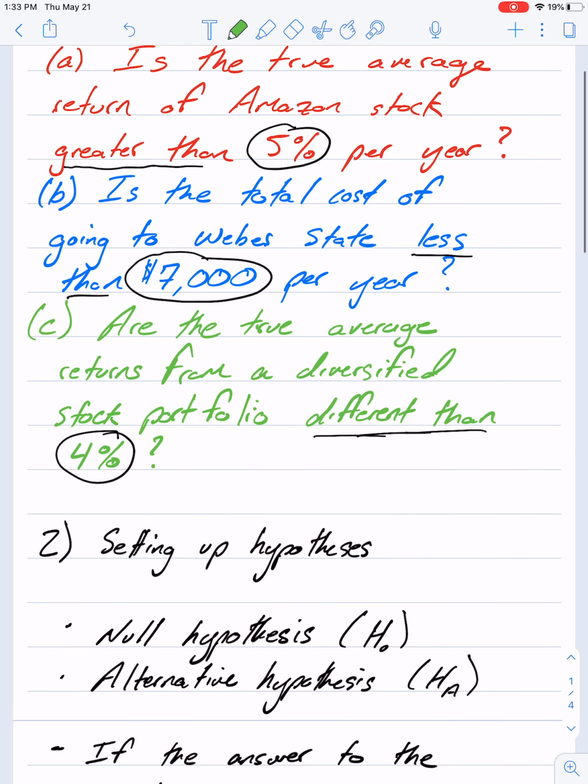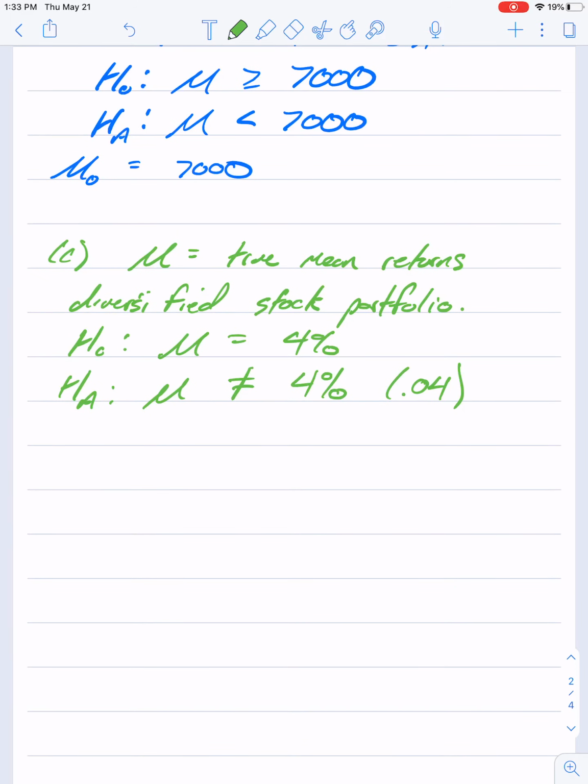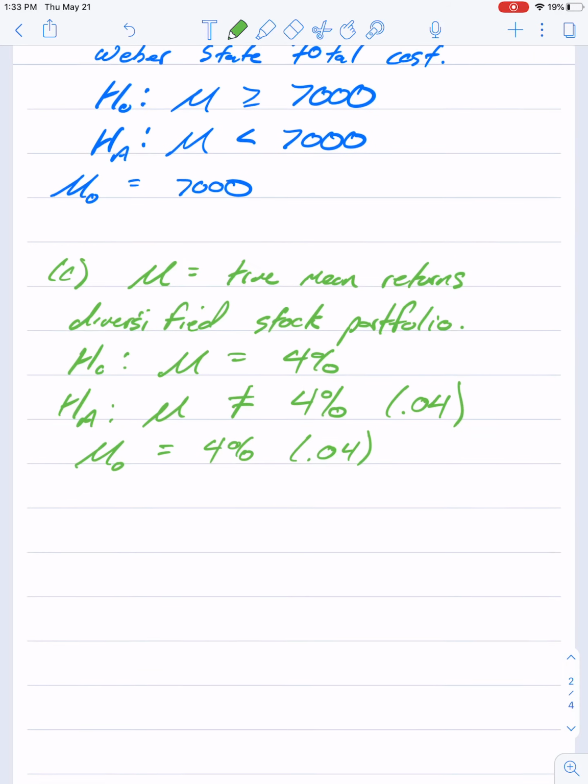If that's true, the answer to this question is no. So that's the null hypothesis. On the other hand, if they're different than or not equal to 4%, then the answer to that question is yes, and the alternative hypothesis right here is true. Mu naught, in this case, equals 4% or 0.04, depending on how you want to write it. So we've covered actually every possible case that's going to come around in hypothesis testing, not just simple hypothesis testing.